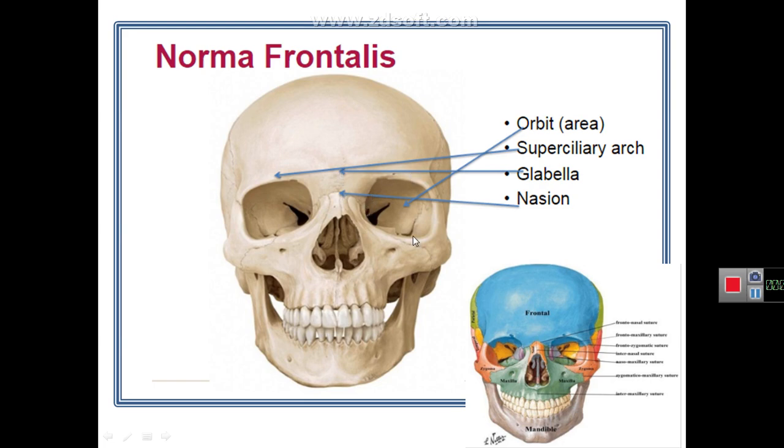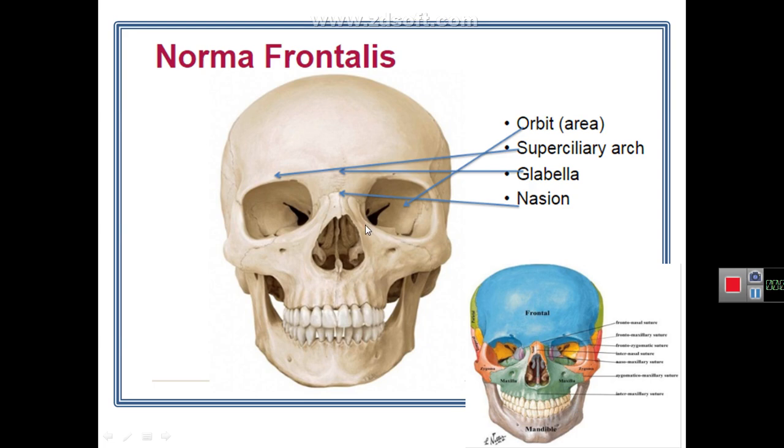The anterior opening of the orbit, or the orbital aperture, is quadrilateral, of course, so it has 4 borders. The upper border is formed by the frontal bone. The lateral border is formed by the frontal bone and the zygomatic bone. Actually this piece is called the zygomatic process of the frontal bone, and this piece is called the frontal process of the zygomatic bone, both forming the lateral border of the orbital opening.